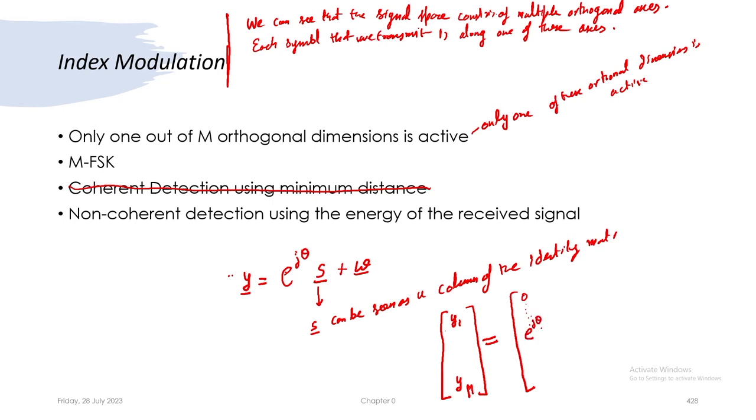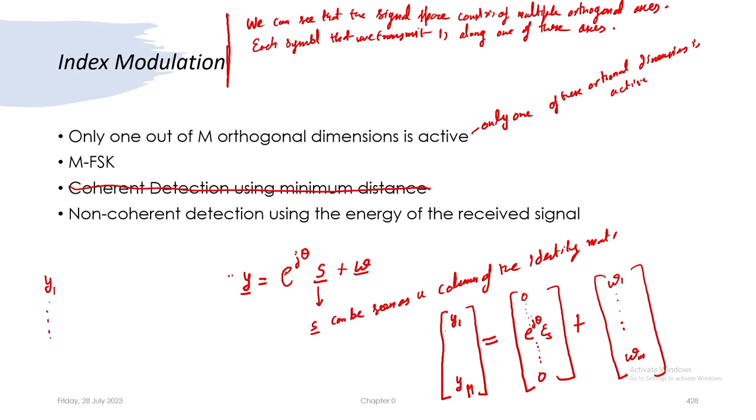J theta, yes, 0 plus this beast. So we get this. So now we naturally can say that y1 to yi to ym, and w1, w2, j theta es, supposing that the ith index is active, plus wi to wm. Fine, we see this.